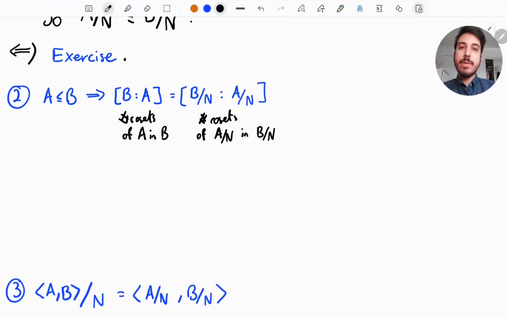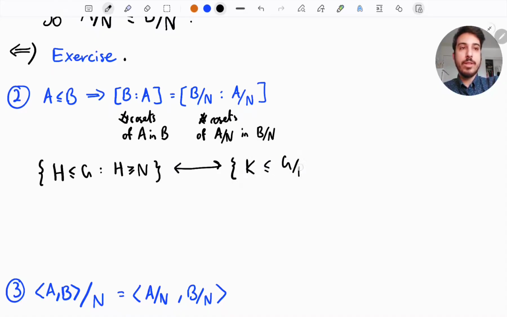But this proof is very, very straightforward. The reason is because we've already seen that there is a bijection between the subgroups of G containing N and the subgroups of G/N. And clearly, B/N and A/N are both subgroups of G/N because we know A and B are both subgroups of G containing N. We've already seen this bijection.